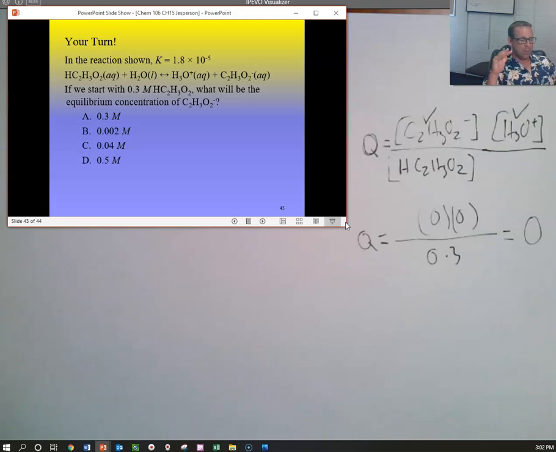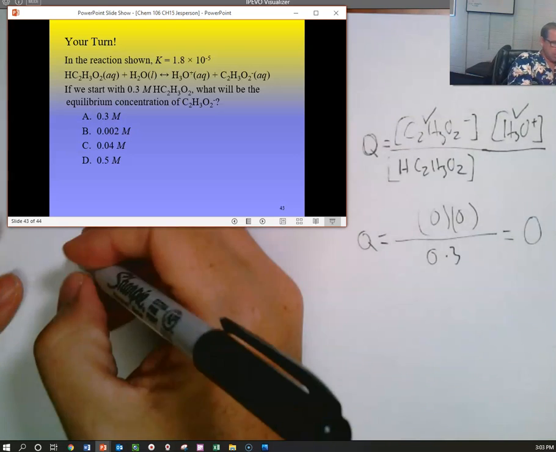Now, be careful about trying to memorize Q larger than K or K larger than Q. All we really have to recognize here is that they only gave us reactants and there's no products. So we know the reaction can't go to the left. It has to go to the right. Does that make sense, Sarah?